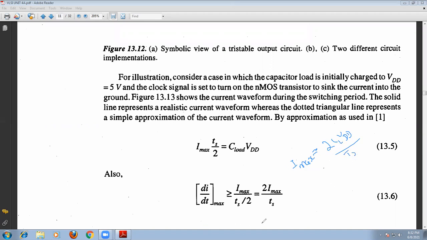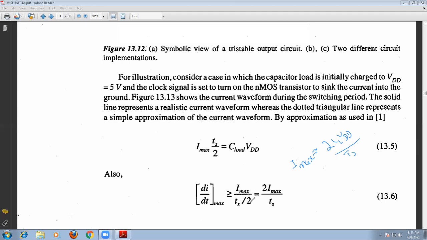Now let us consider the maximum value of di by dt. This value must be greater than or equal to I max by Ts by 2. Because if you differentiate the equation of I with respect to t and make it 0 in order to get the maximum value, and substitute t equals Ts, you will get I max by Ts by 2. So the maximum di by dt is greater than or equal to I max by Ts by 2.